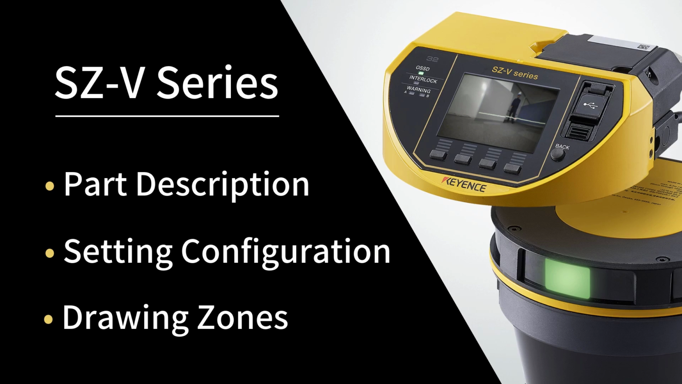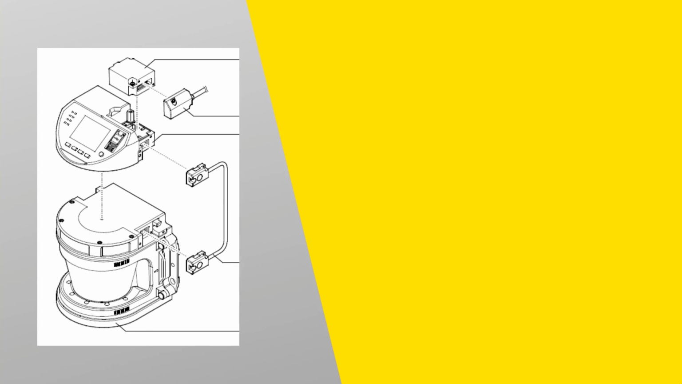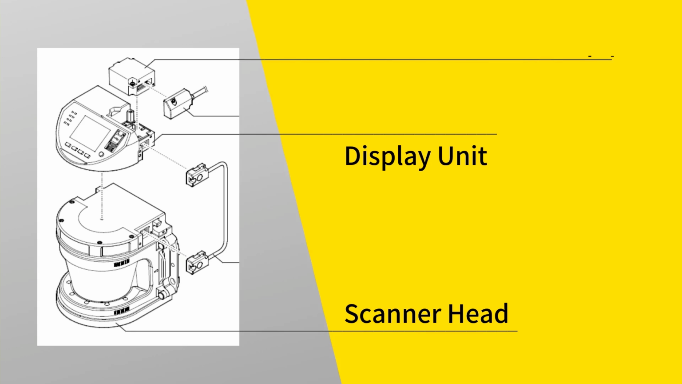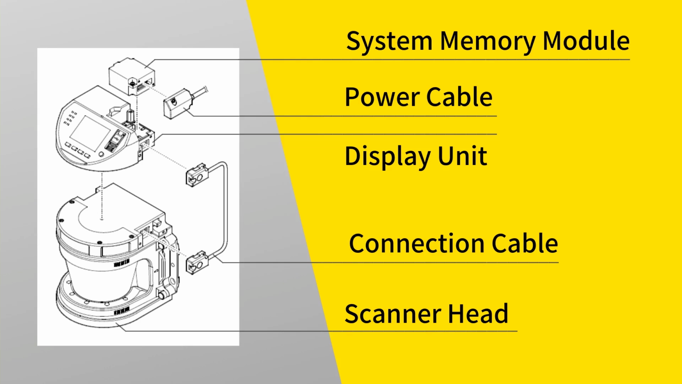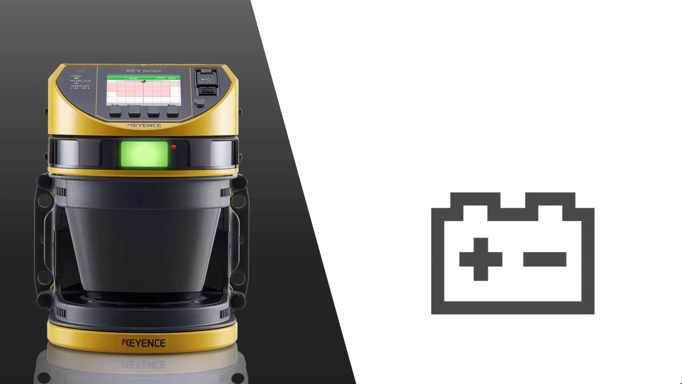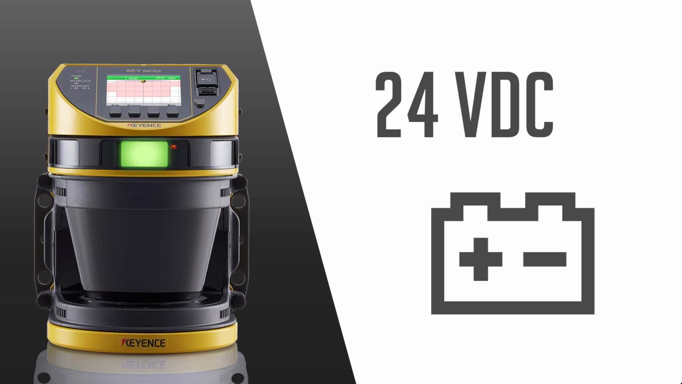zones. A complete scanner setup consists of five parts: the scanner head, the display unit, a system memory module, a power cable that connects to the display unit, and a connection cable that runs between the display unit and a scanner head. Be sure to only use the SZV series with a 24-volt DC power supply.